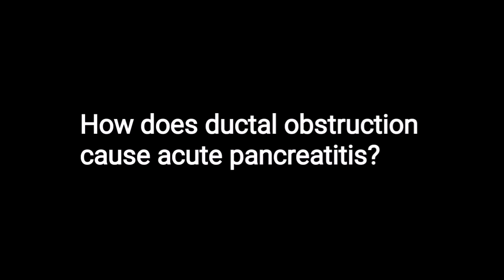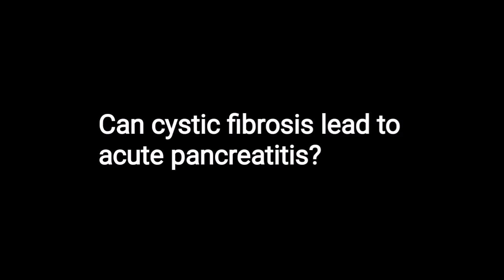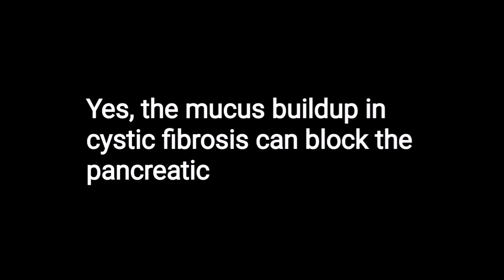343. How does ductal obstruction cause acute pancreatitis? Blockage of the pancreatic duct by a gallstone or tumor prevents enzymes from flowing into the intestine, leading to pancreatitis. 344. Can cystic fibrosis lead to acute pancreatitis? Yes, the mucus buildup in cystic fibrosis can block the pancreatic ducts, causing inflammation.